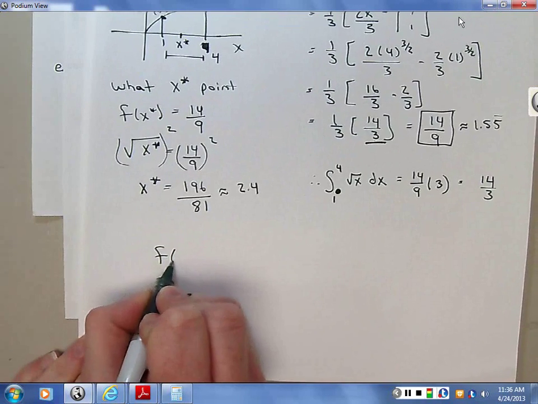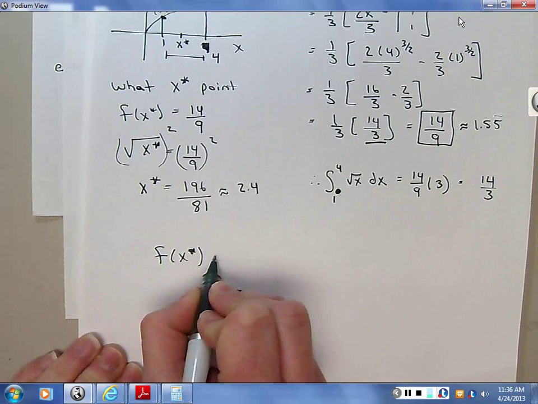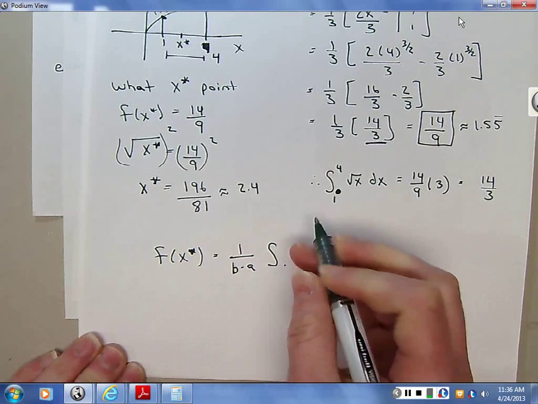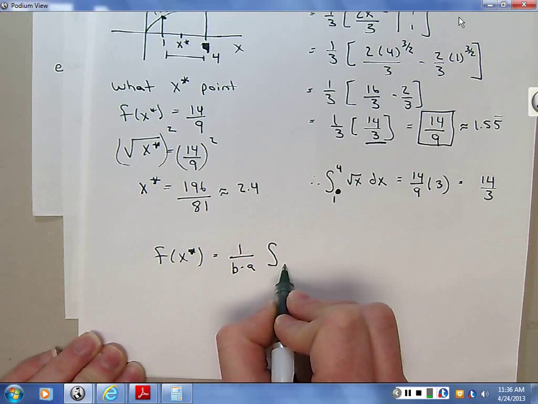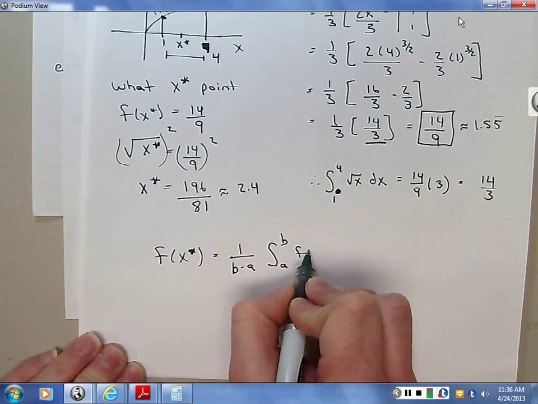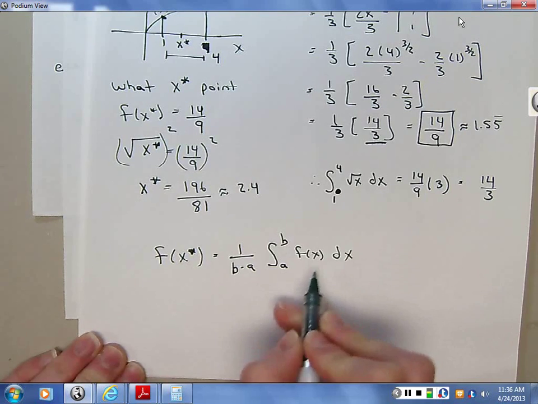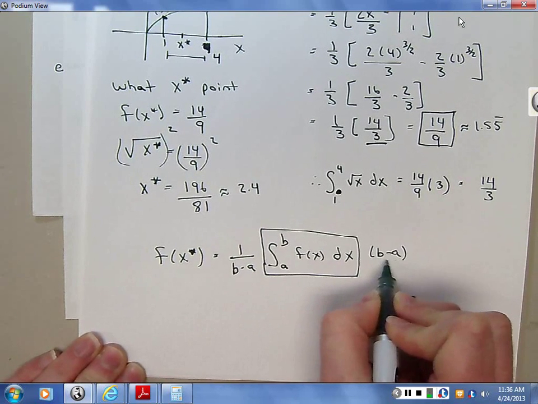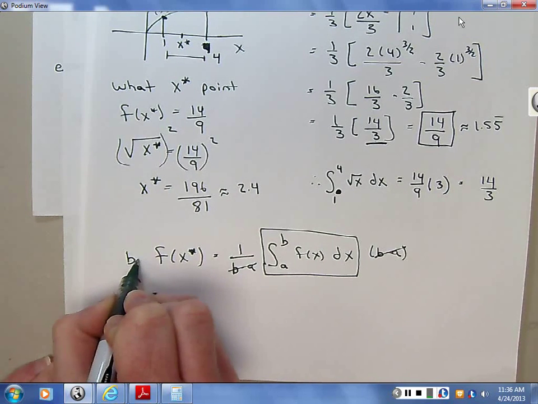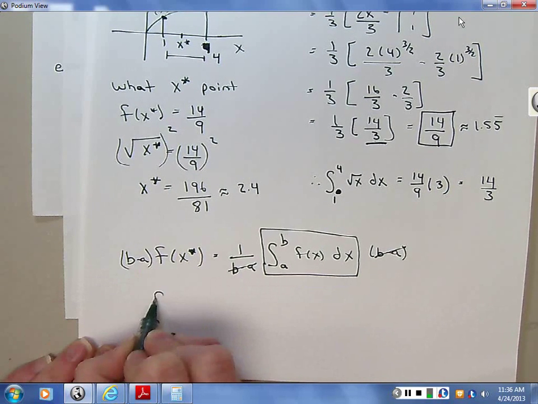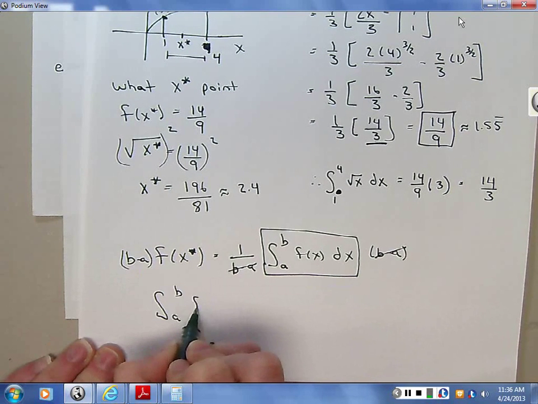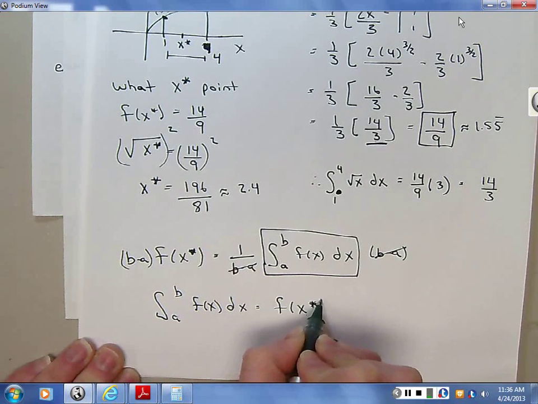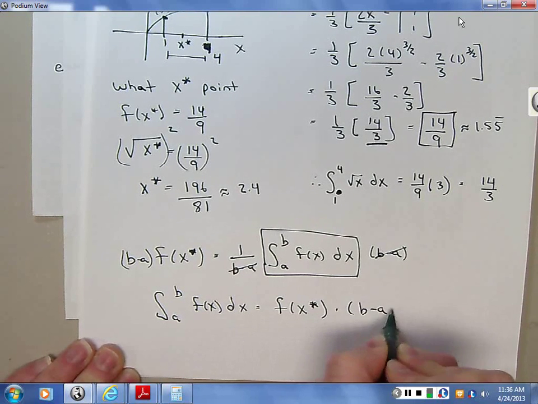The average value of the function, go ahead and write this out, equals 1 over b minus a, the integral from a to b of f of x dx. If I want to solve for this, I multiply both sides by b minus a. So that tells me that the integral from a to b of f of x dx equals the average value of the function times b minus a.